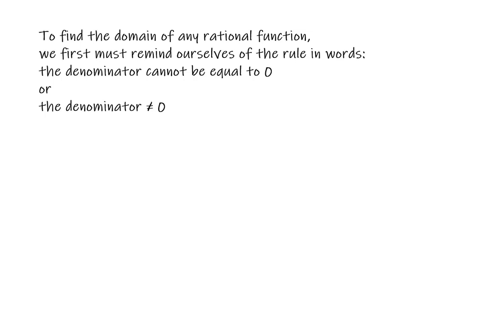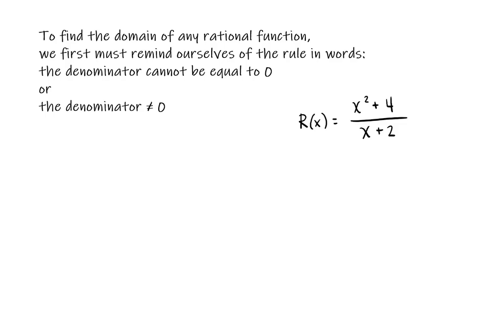To find the domain of a rational function, we must first remind ourselves of the rule in words. That is, you have to remember the denominator cannot be equal to 0. So that's going to be my first question. What is the rule in words? I expect you to write either the denominator cannot be equal to 0 in words, or the denominator is not equal to 0. Then I'll ask you to write a specific rule for the given rational function.